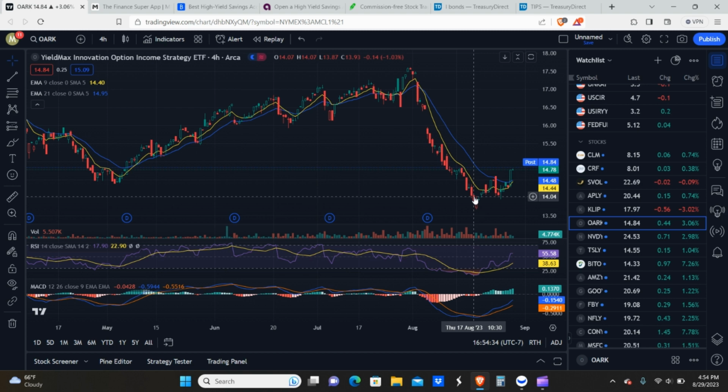The second method would be high yield savings accounts. As you guys know, recently the Fed's been raising rates like crazy since March of last year. The Fed funds rate, we can actually look at it right here, is 5.12%. They're still trying to make sure inflation stays down.